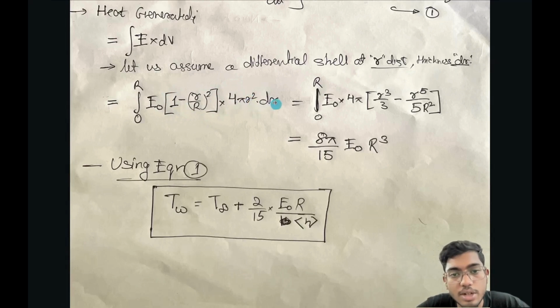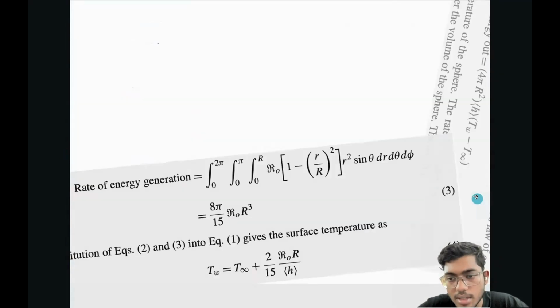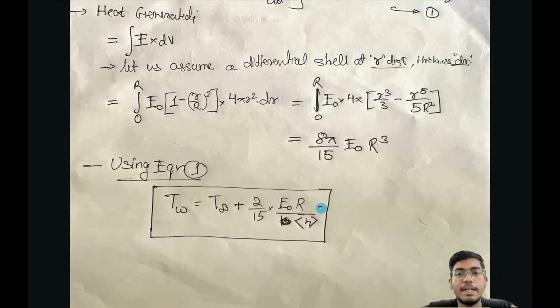That's 4 pi r square dot dr. This is giving us the volume of the differential sphere. And we will integrate it over 0 to r. Integrating it and substituting the limits, we get the equation, which is similar to what we got using spherical coordinates. And equating it with equation 1, we get our desired temperature equation, that is, at the surface of the reactor. So here we complete our example solution.